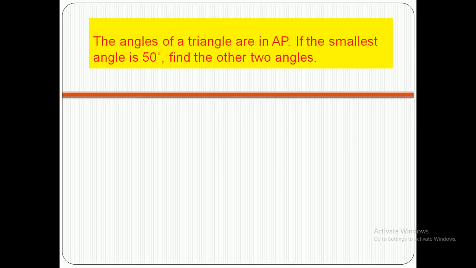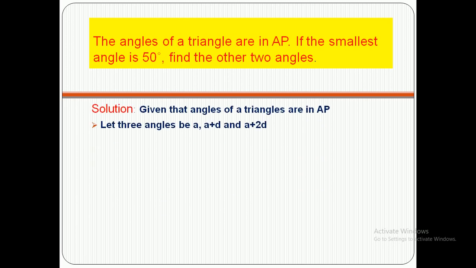So, the angles of a triangle are in AP. The angles of a triangle, total 3 angles, no? Okay. So the angles are in AP. If the smallest angle is 50 degrees, find the other 2 angles. Okay, we will see the solution of this problem. Given that the angles of a triangle are in AP, let the 3 angles be a, a plus d and a plus 2d, the AP general form. Okay, 3 angles, so 3 terms we have to take.